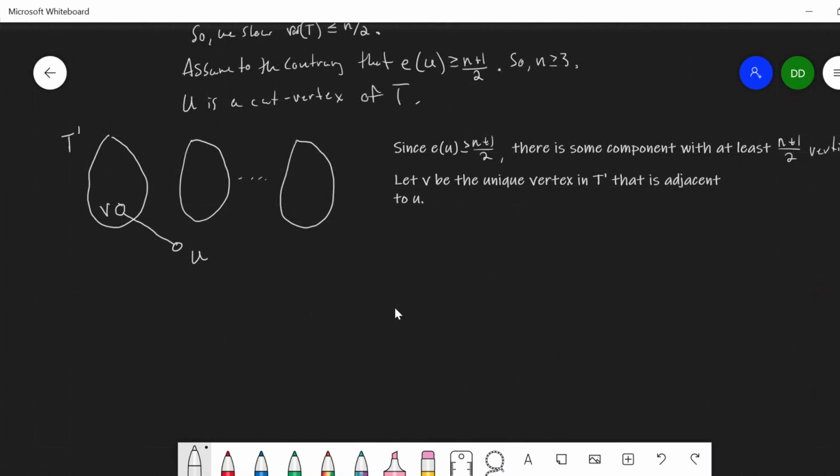And what I'd like to show here, my claim, is that the eccentricity of V is less than the eccentricity of U, which is a contradiction.